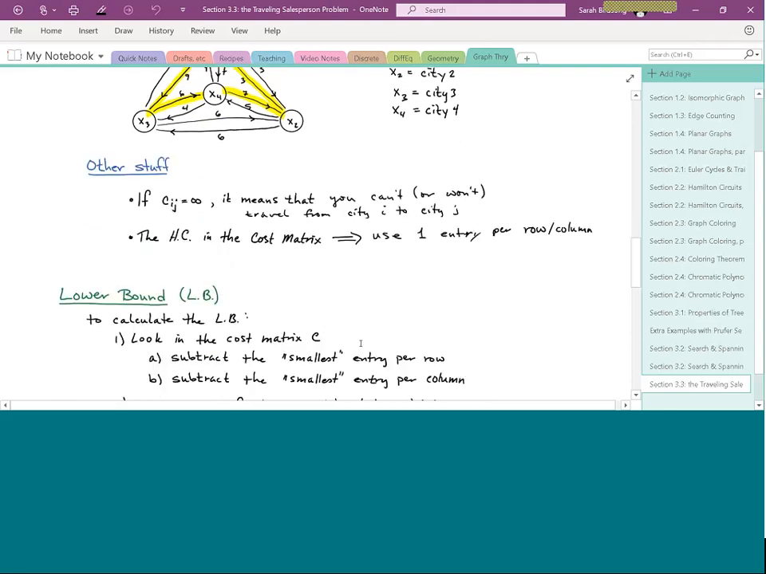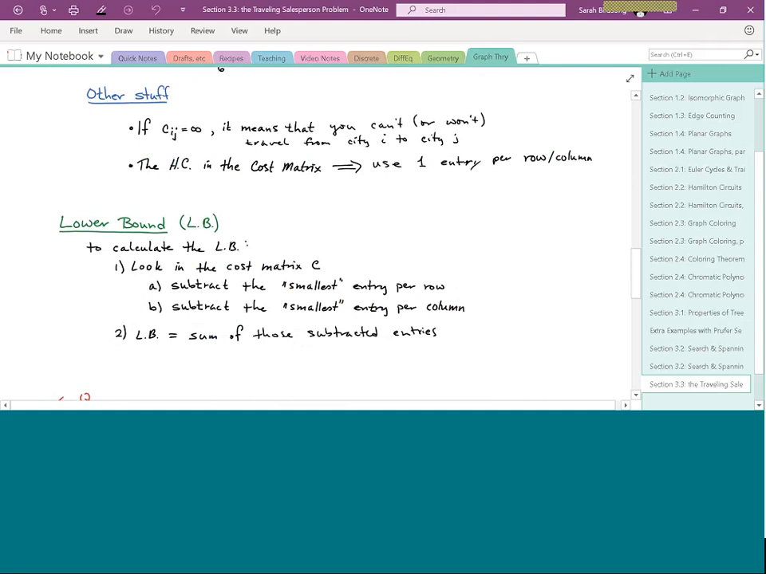Okay. And then we looked at lower bound. So lower bound was actually calculating it in terms of the matrix. And when we say lower bound, we're referring to the lower bound of the actual potential cost of the Hamilton circuit. So we know for sure that any Hamilton circuit in this particular matrix can have a cost no less than whatever the original lower bound is.